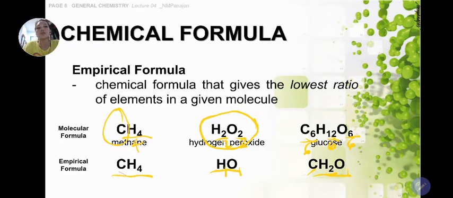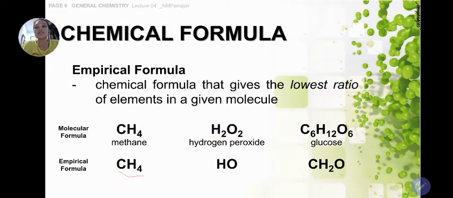So, yung empirical formula gives the lowest ratio of elements in a given molecule. That's why we divide it dun sa least subscript number. Okay? Para makuha natin yung lowest ratio. So, empirical formula and molecular formula are the same for some compounds, but different for others. Like in the case of methane, we have the same empirical formula and molecular formula. While in hydrogen peroxide, magkaiba sila ng molecular formula and empirical formula, as well as with glucose in our examples. Okay?